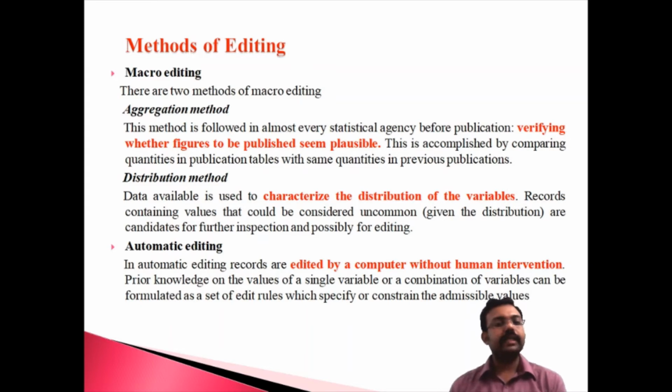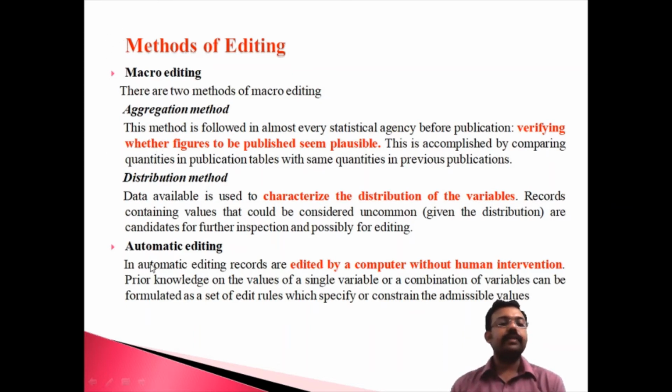The data records containing values related to age could be considered uncommon, or candidates for further inspection and the possibility of editing. That means you are ensuring this variable, the data characterizing a lot of variables and the distribution pattern. It is a part of macro editing. These are two important elements of macro editing: one is the aggregation point of view, another is the distribution point of view. The distribution characterizes the distribution of the variables, and aggregation verifies the figures.